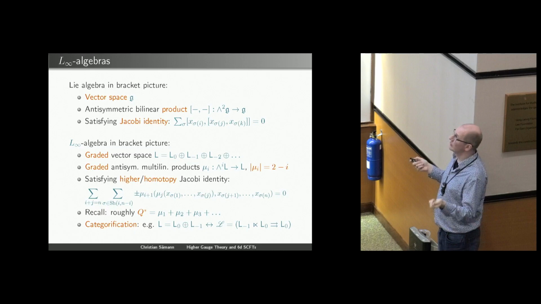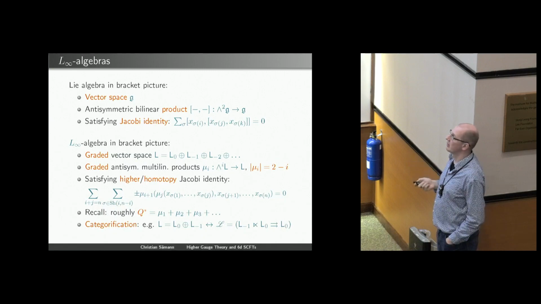And then from the Q, we get these graded antisymmetric multilinear products, mu_i, of degree 2 minus i, and they satisfy this higher homotopy-Jacobi identity. Don't worry about the signs, there's a well-defined procedure for how to associate the signs. Roughly, you can sum them up and then you get the dual of the homological vector field Q.